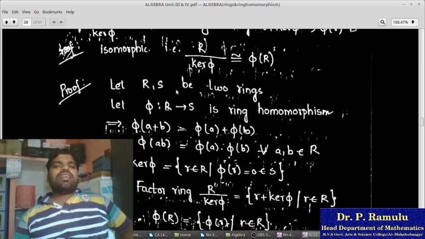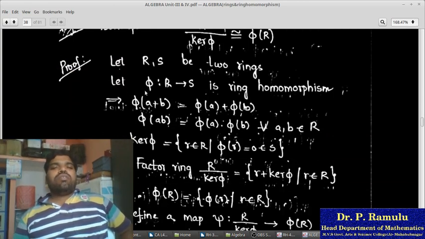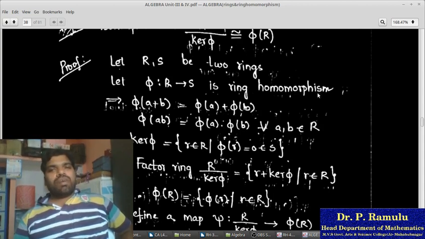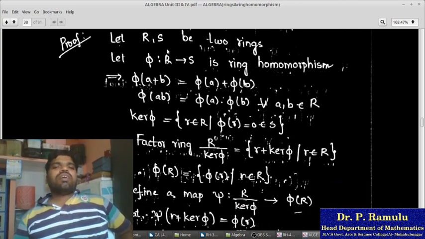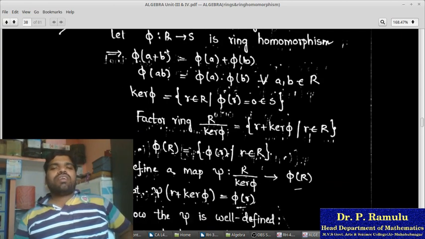Let us take R, S to be two rings. Let π: R → S be a ring homomorphism. What is a ring homomorphism? π(a + b) = π(a) + π(b) and π(ab) = π(a)π(b) for all a, b belonging to R. Here R, S are rings with respect to plus and dot.